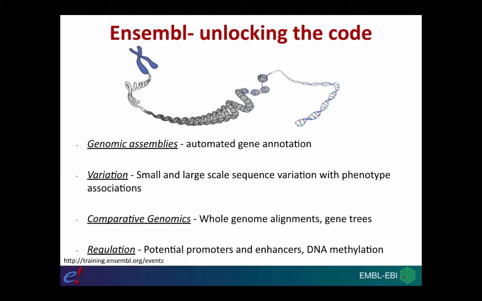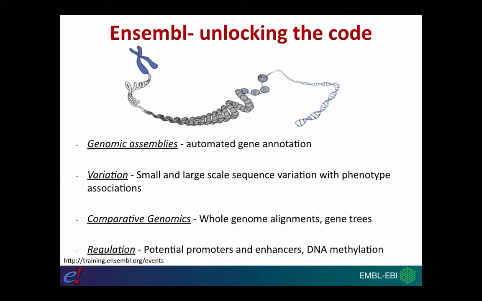And finally, we also have a regulatory build. So this is where we predict promoters and enhancers, so those features that regulate gene expression, for human and mouse. So this is actually only a data type that's available for 2 species at the moment, although in the future this is going to be a data type that's also being produced for a number of agricultural species as well, for example, and model organisms.